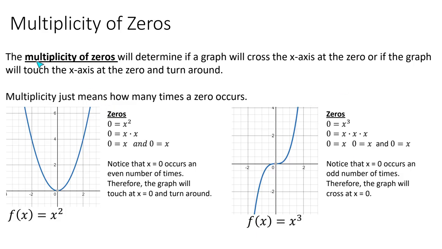What we call that is the multiplicity of zeros, how many times a zero is repeated. And again, I tell my students, if you don't want to remember all the rules, if you just remember these two graphs, you can figure out what the answers are. In x squared, if we solve for 0, we get x equals 0 and x equals 0, so it appears twice. That's why it's touching and turning. For x cubed, we could write it as x times x times x. So that's going to be 3 zeros. Since it's an odd number of times that they repeat, it's just going to cross.